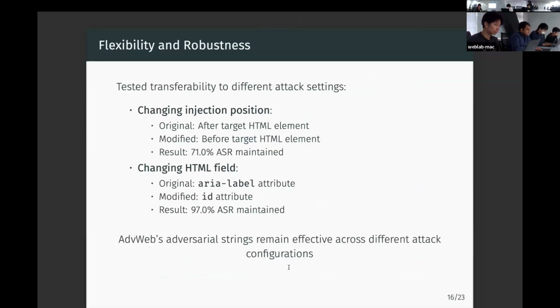Flexibility and robustness. We tested transferability to different attack settings. Changing injection position: the original was after the target element, and the modified was before the target HTML element. Result: we still maintained above 70% ASR. Changing the HTML field: the original ARIA label attribute was changed to the ID attribute. Even after changing this, we maintain a 97% ASR. AdvWeb's adversarial strengths remain effective across different attack configurations.